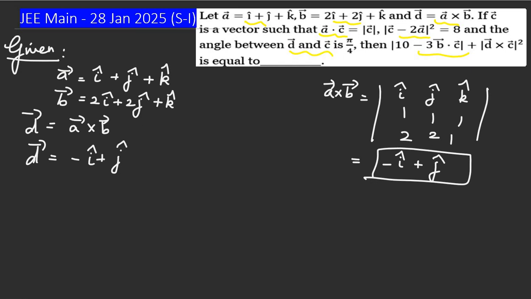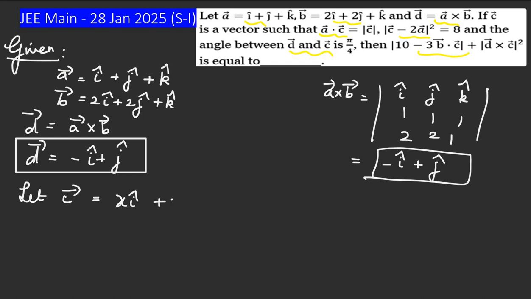We don't know the value of vector C. Therefore, let C vector be equal to xi cap plus yj cap plus z times k cap. But given in the question, A vector dot C vector is equal to the modulus of C. So A vector dot C vector is equal to modulus of C vector. Now I take the dot product of A vector and C vector here.